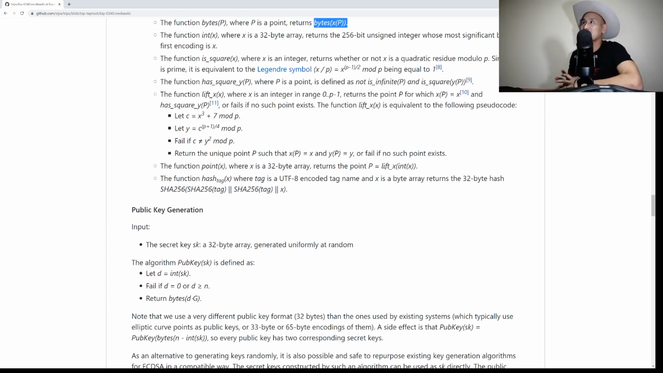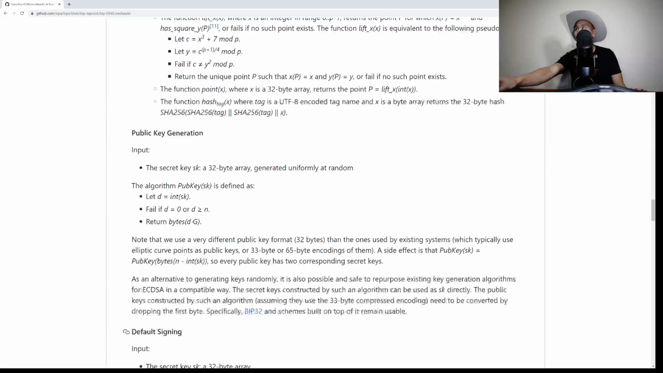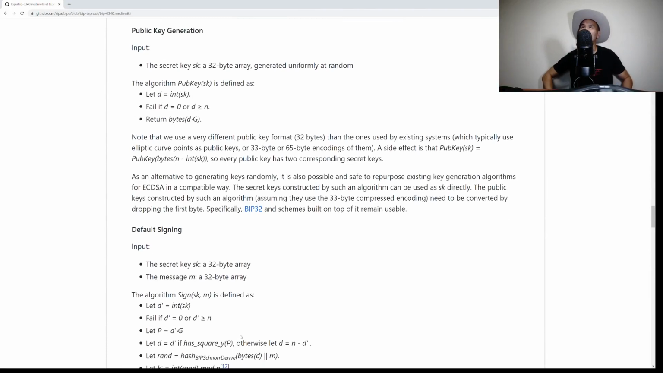The function hash_tag(x), where tag is a UTF-8 encoded tag name and x is a byte array, returns a 32-byte hash of SHA256(SHA256(tag) || SHA256(tag) || x). All right, public key generation. The secret key sk is a 32-byte array generated uniformly at random. Okay, yeah, and that is your secret. This is the thing that you are trying to protect whenever you are using a wallet or whatever.